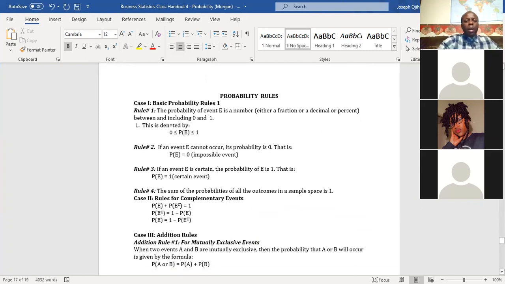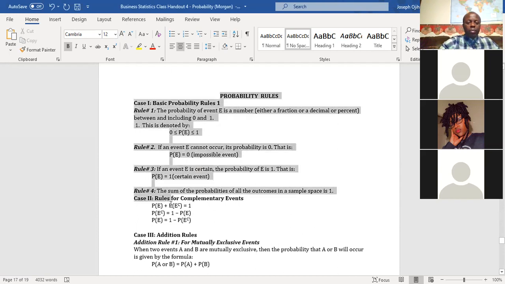It says the probability of an event E is a number, which can be a fraction, a decimal, or a percent, between and including 0 and 1. This is how we write it: the probability of event E is less than or equal to 1 but greater than or equal to 0, which means the probability of an event can never be less than 0 and can never be greater than 1. This 1 represents 100%. This 0 is 0%.